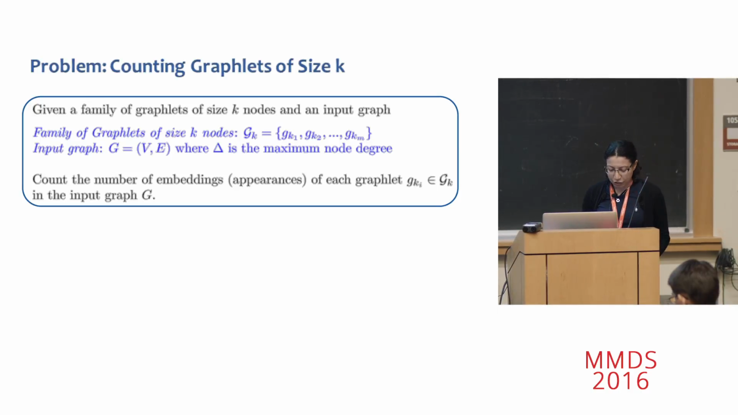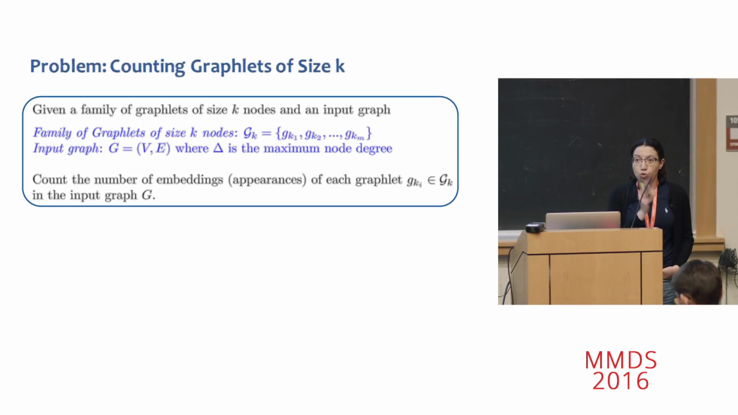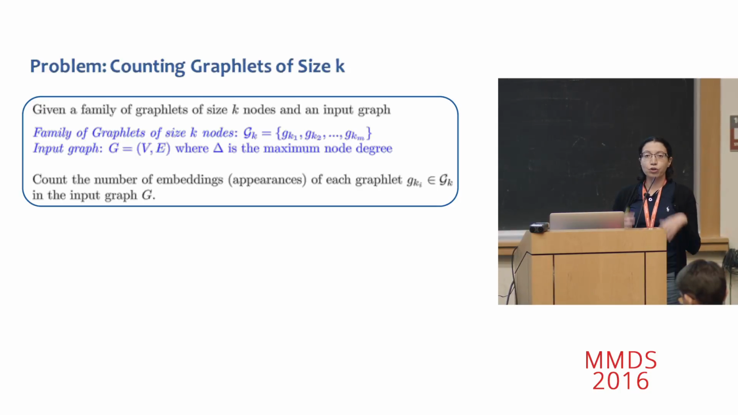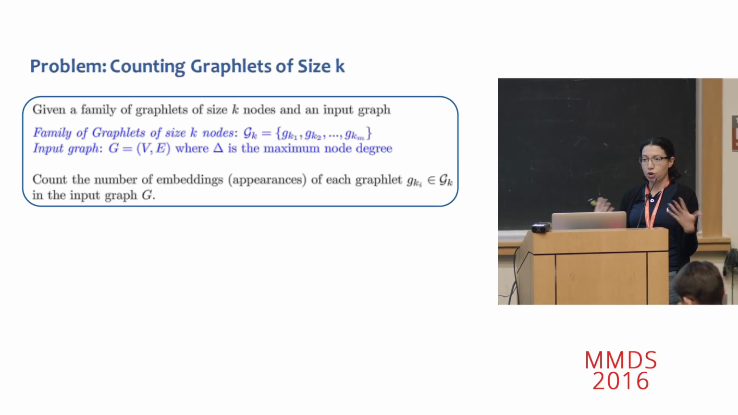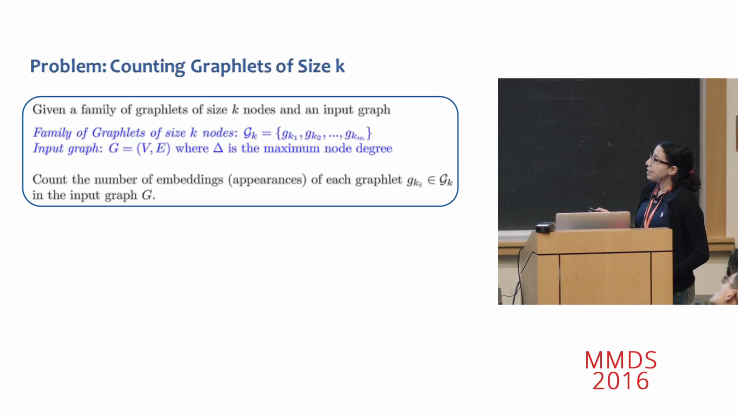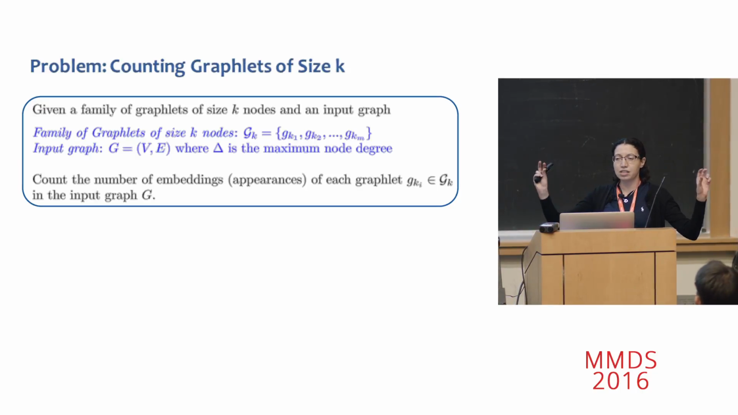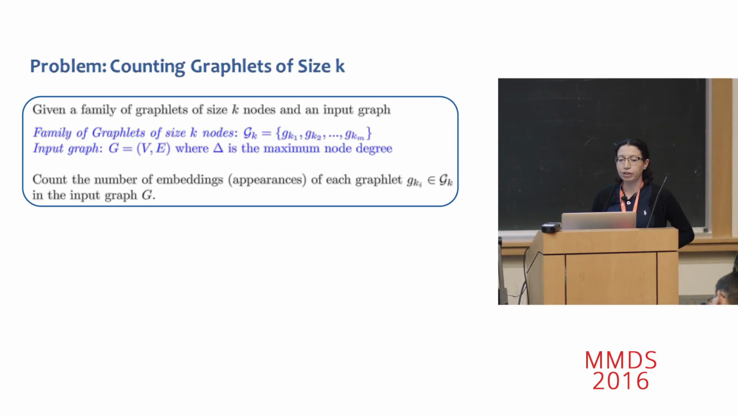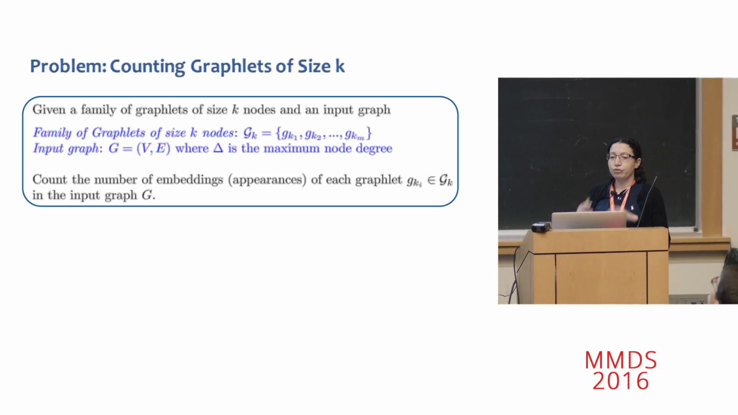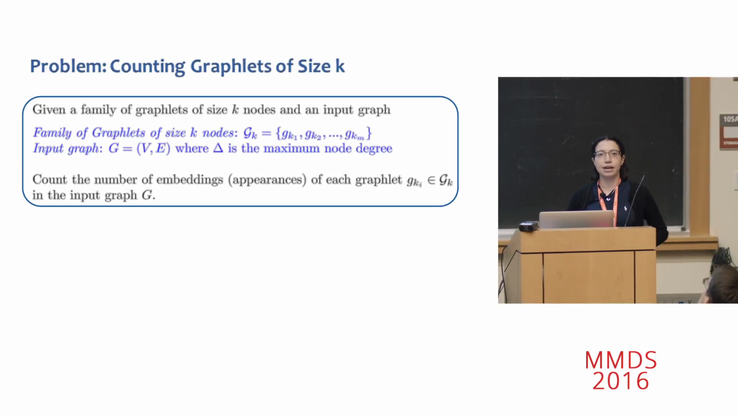The fundamental question in all these applications is how you can count graphlets of size k. Before you use graphlets, you need to count them. You need to be able to extract them from a very large graph. Given a family of graphlets of size k, which is the full distribution of all possible subgraphs of that size, and an input graph, how can you count the number of appearances or embeddings of each graphlet inside the input graph?